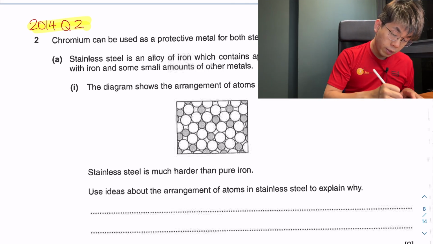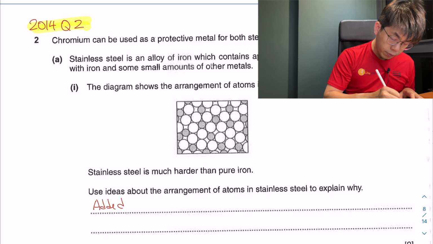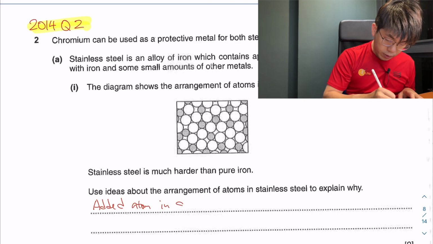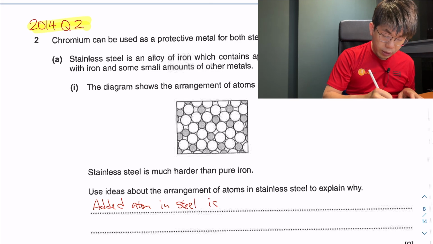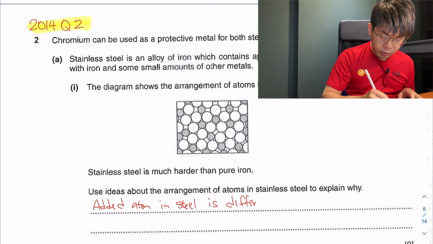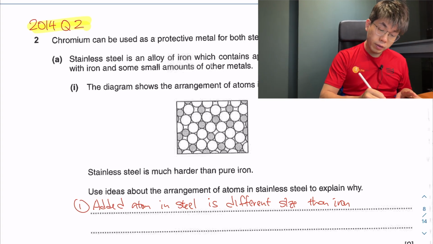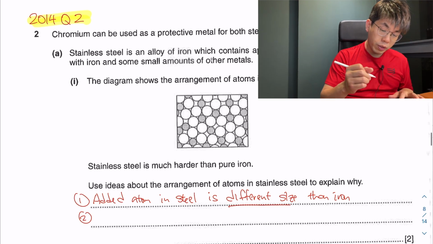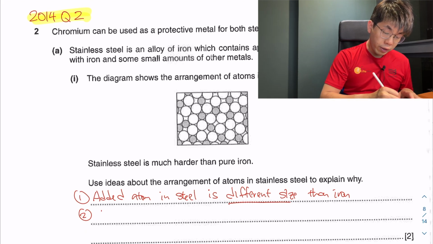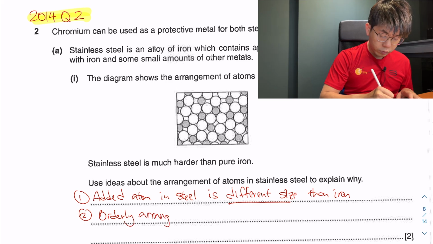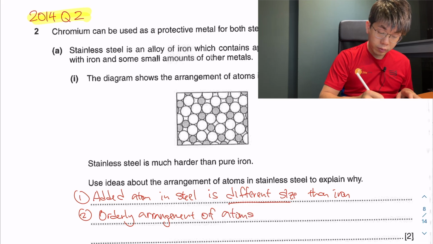We will first say that the added atom in steel is a different size than iron. So that's the first line. They are a different size. After that, because of this different size, the orderly arrangement of atoms is disrupted. This is the second one.